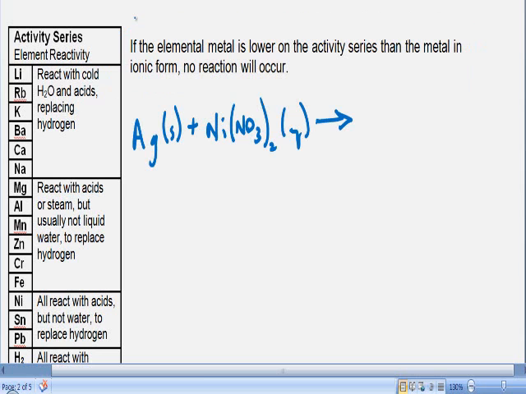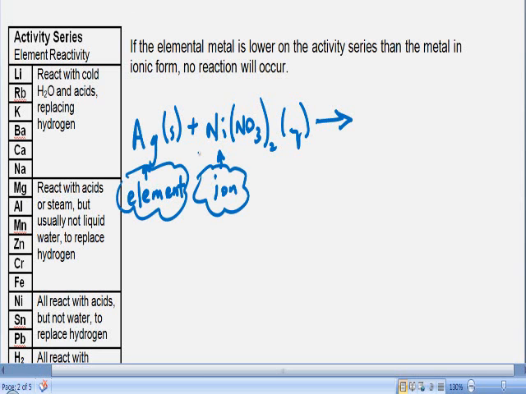Okay, here's our reaction. We have elemental silver reacting with an aqueous solution of nickel 2 nitrate. In the reaction, our silver is the element. The nickel 2 plus is our ion in the nickel 2 nitrate compound.